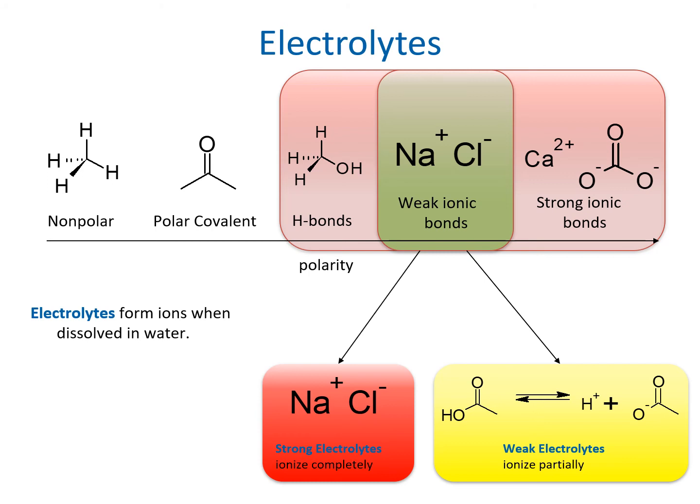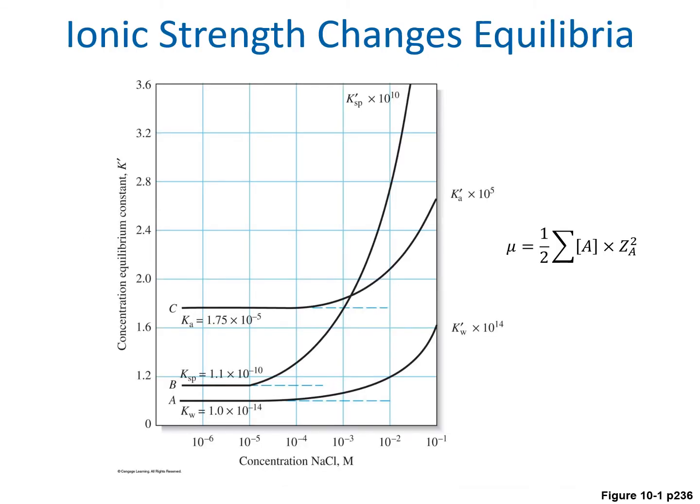We quantify this phenomenon with the idea of ionic strength. Ionic strength is pretty much the total amount of charge in solution. It's relatively easy to see in this graph that as salt concentration goes up from left to right, the ionic strength would as well. But notice that each of the three equilibrium constants, the Kw, a Ksp, and a Ka, all change drastically at high ionic strength because the addition of salt has actually changed the properties of the solution.